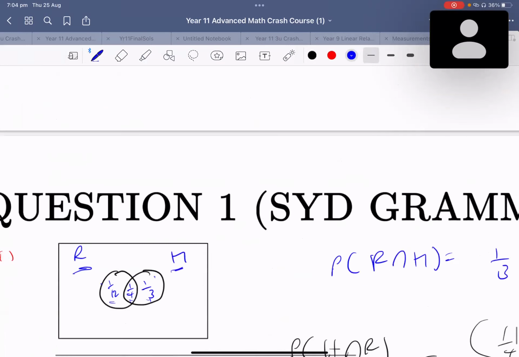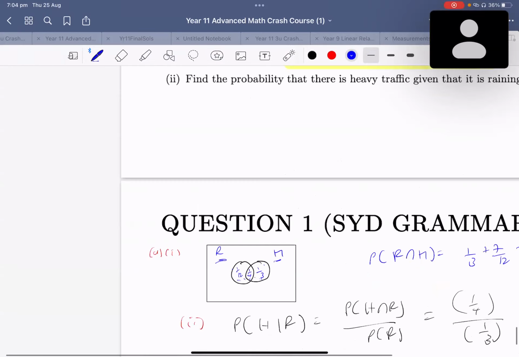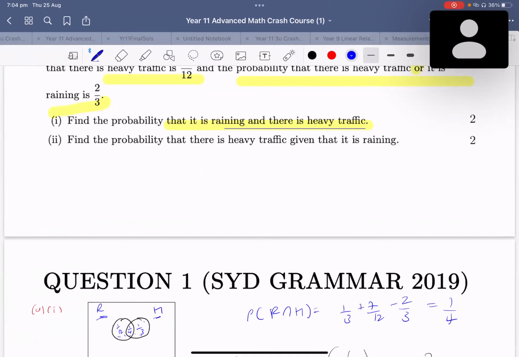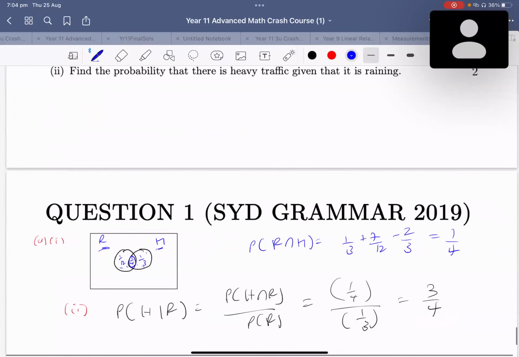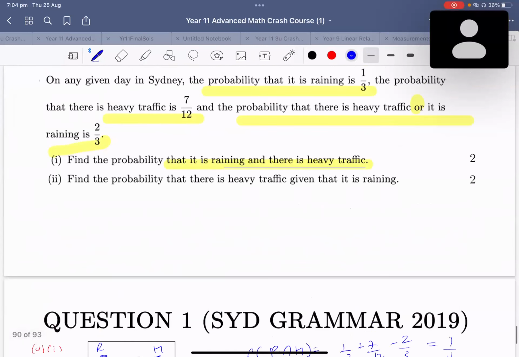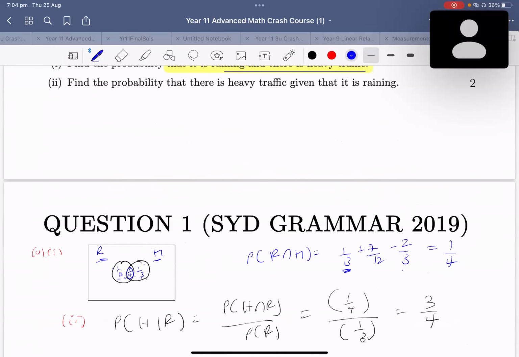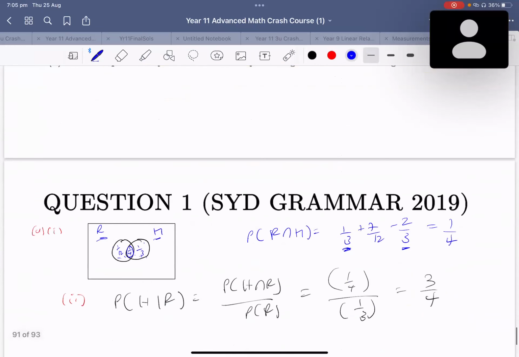Find the probability that is raining and heavy traffic. If we draw a Venn diagram and simplify the outcomes here, raining and heavy traffic is whatever that's in between. So 1 on 4. That's going to be 1 on 3 plus 7 on 12, because remember, this 7 on 12 counts for whatever is inside as well, minus 2 on 3. The probability that is raining or heavy traffic. That's going to be 1 on 4.